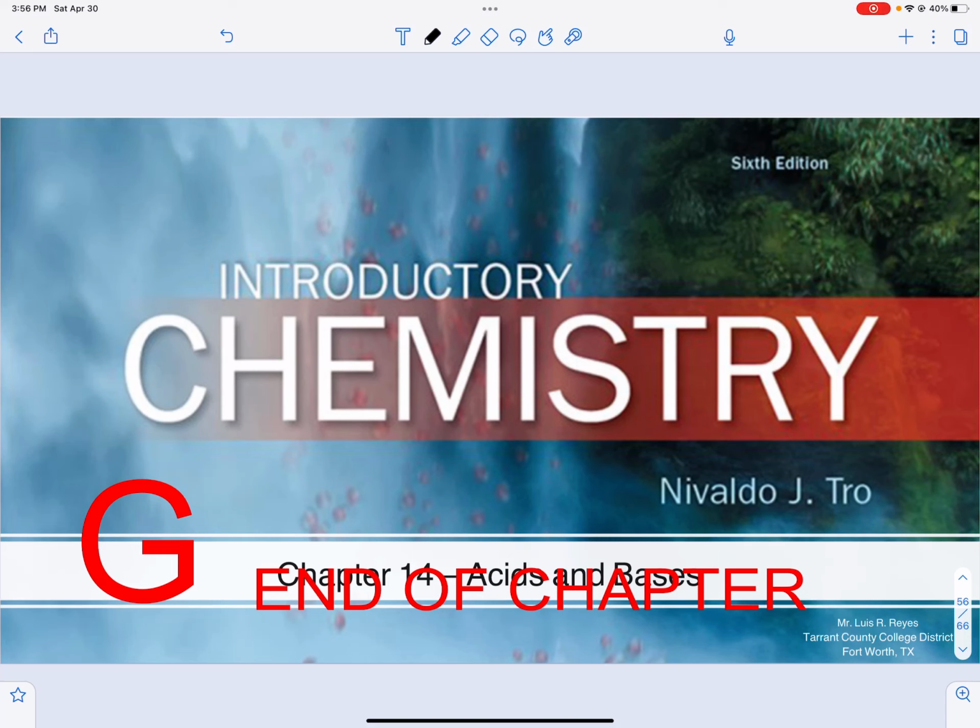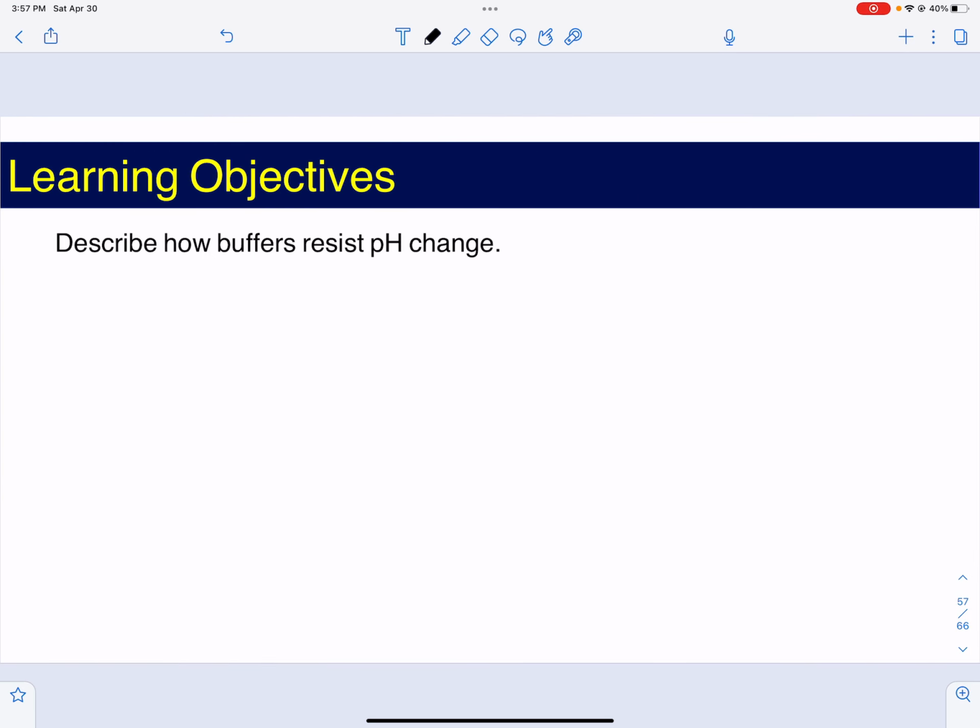And just like that, we made it to the last lecture of this course. In this lecture, we are going to be covering buffers. What we want to learn is how a buffer resists changes in pH. So that's what a buffer is: a solution that resists changes to pH.